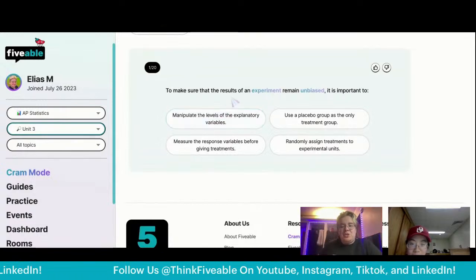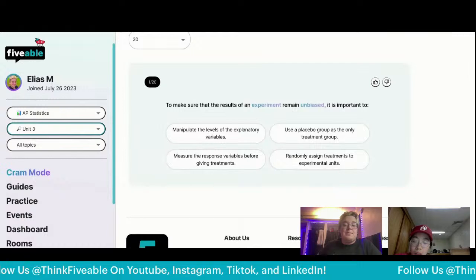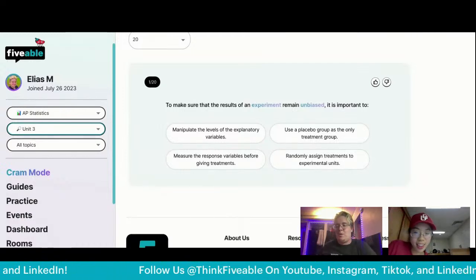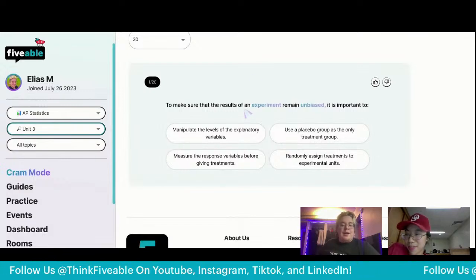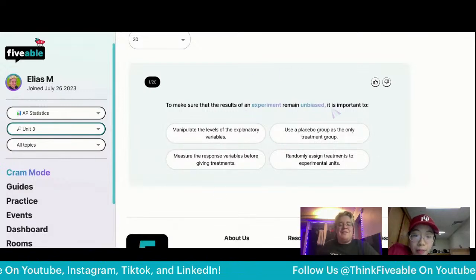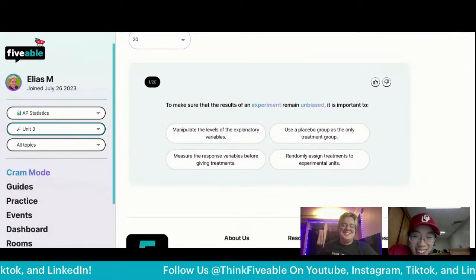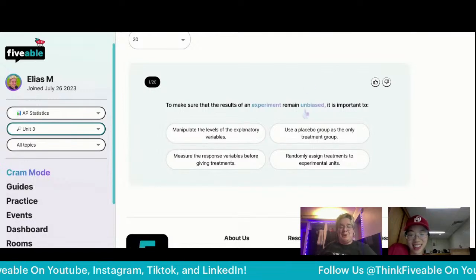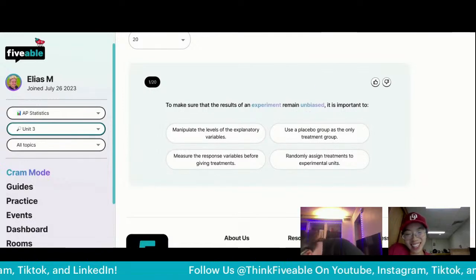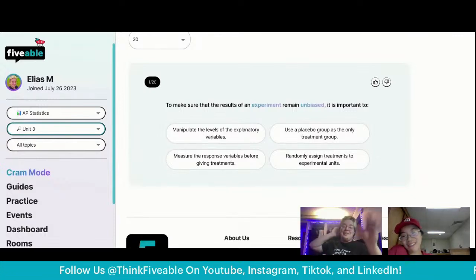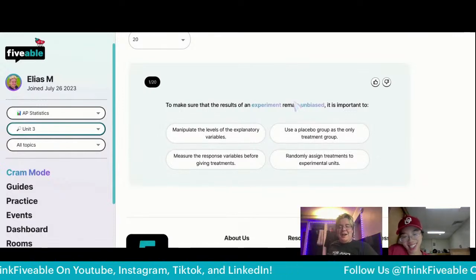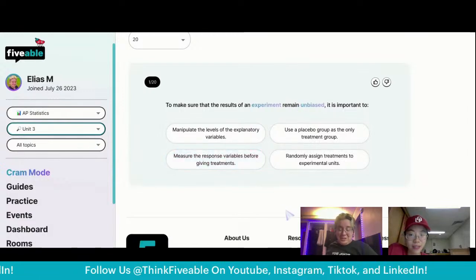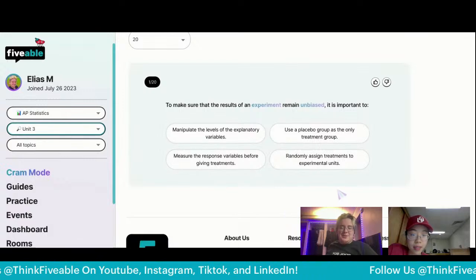Slightly. To make sure that the results of an experiment remain unbiased, it is important to... bias, no bueno. We don't want bias in our experiments. So, of the options given: manipulate the levels of the explanatory variables. Use a placebo group as the... I think only you've given up on experiment there. It's just an observation at that point. Measure the response variables before giving treatments, and randomly assign treatments to experimental units.